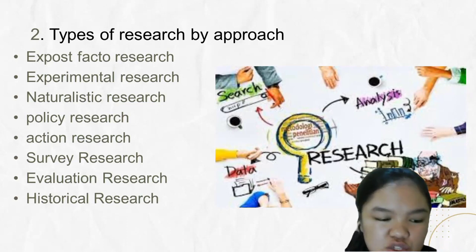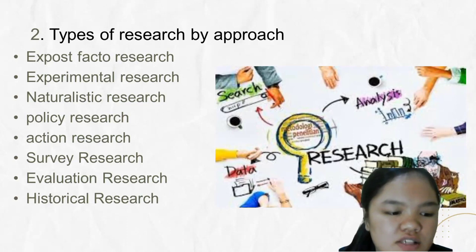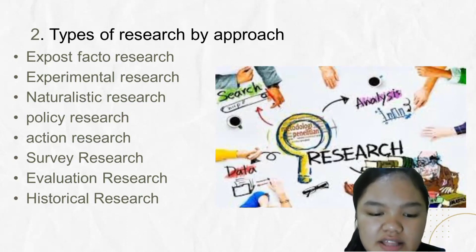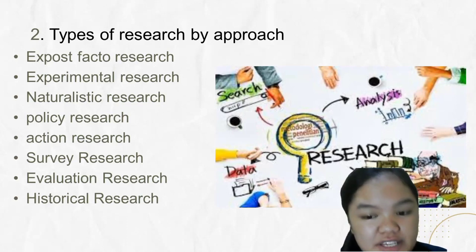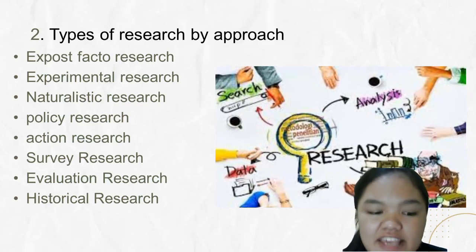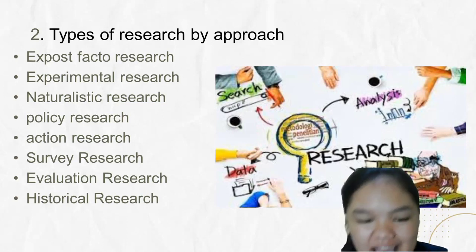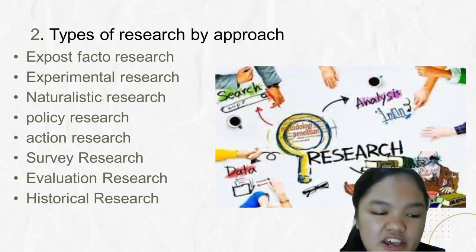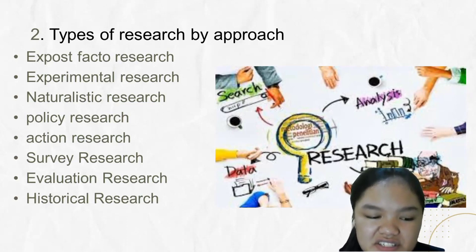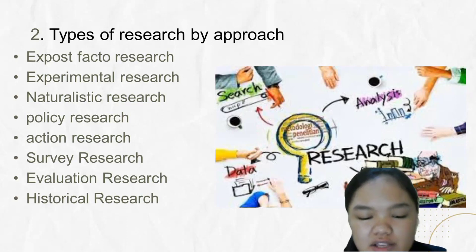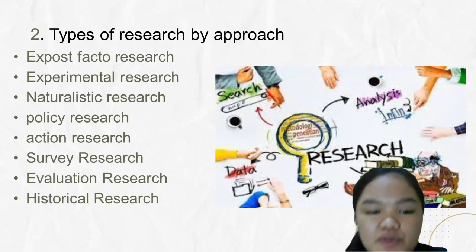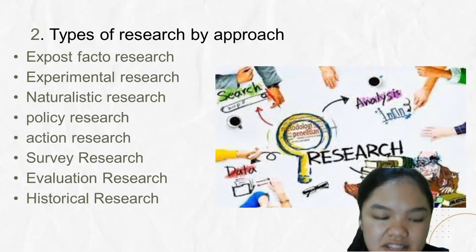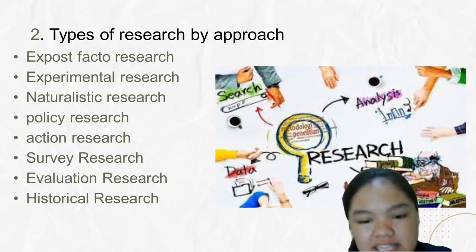The next one is survey research. Survey research is conducted on a large or small population, but the data studied are samples taken from the population to find relative distribution, events, and links between sociological and psychological variables. The second one is evaluation research. Evaluation research is a study that serves to evaluate current events, activities, and products. The last one is historical research. Historical research is a logical analysis of past events.